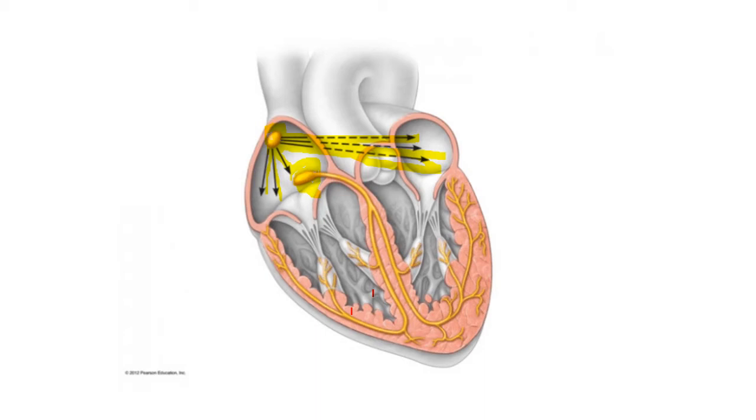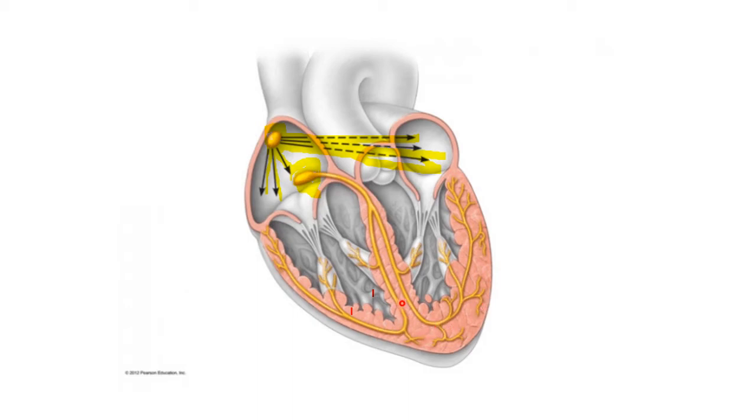As this is happening, this AV node depolarizes. So this AV node is going to depolarize. And why it's going to depolarize is because it needs the atria and the ventricles to contract. Now, you can't have the atria and the ventricles contracting at the same time, because if that happened, then the blood would be pushing against each other.